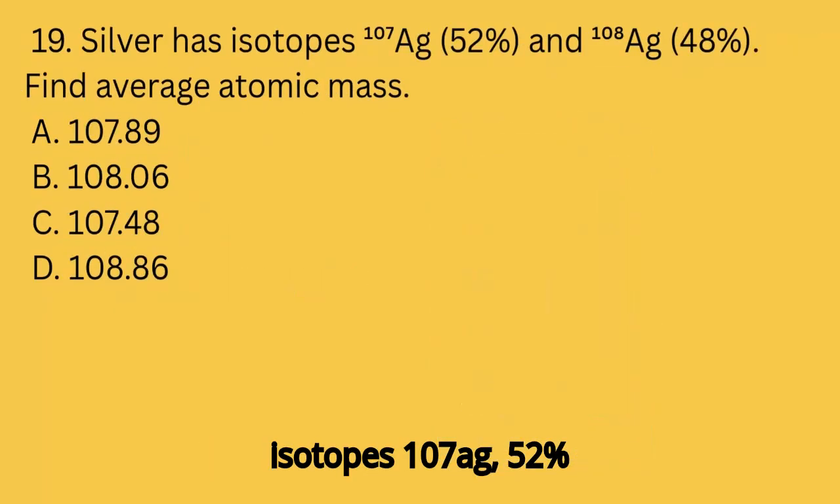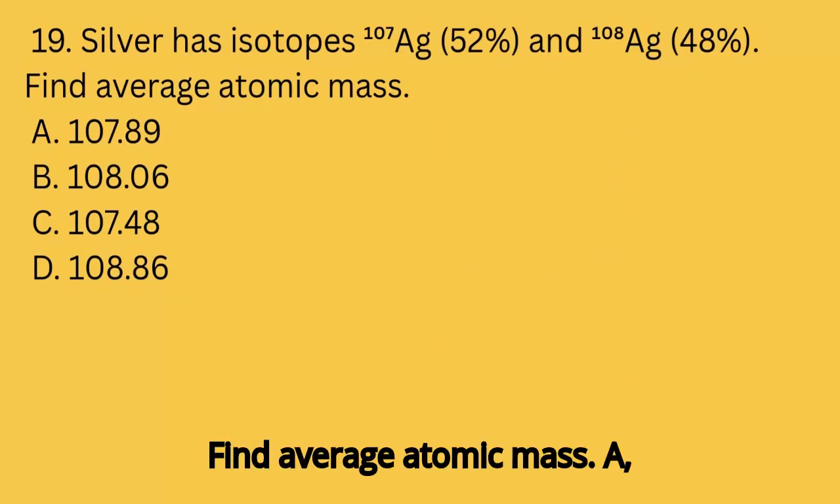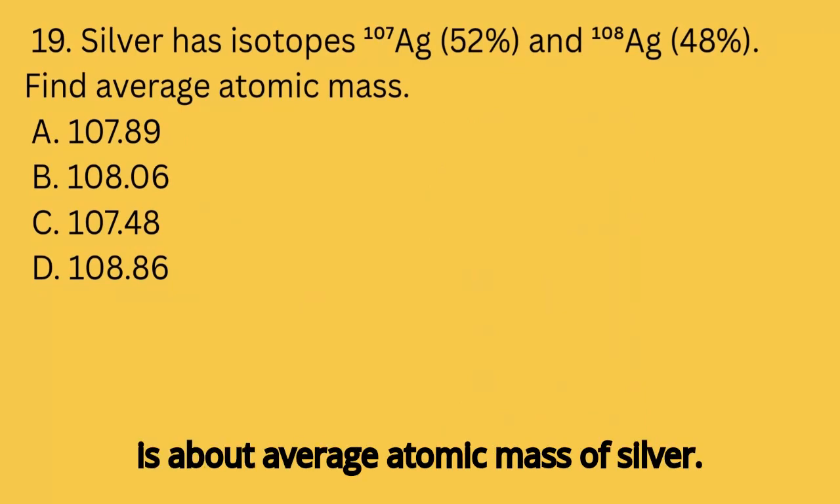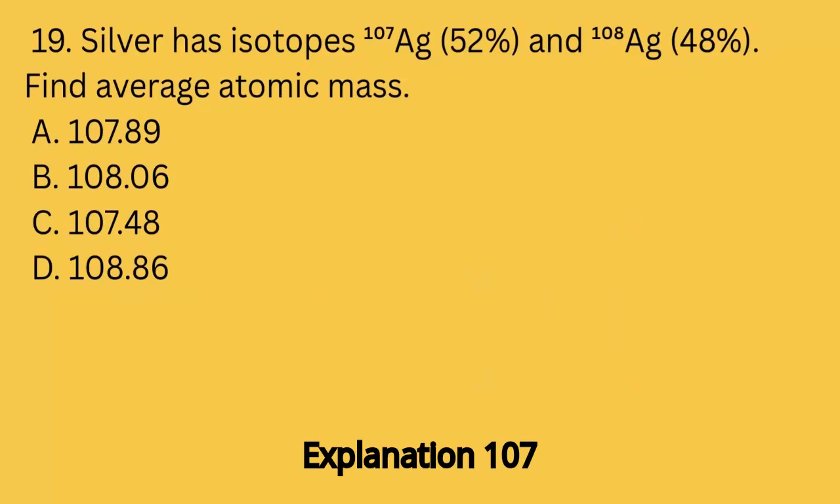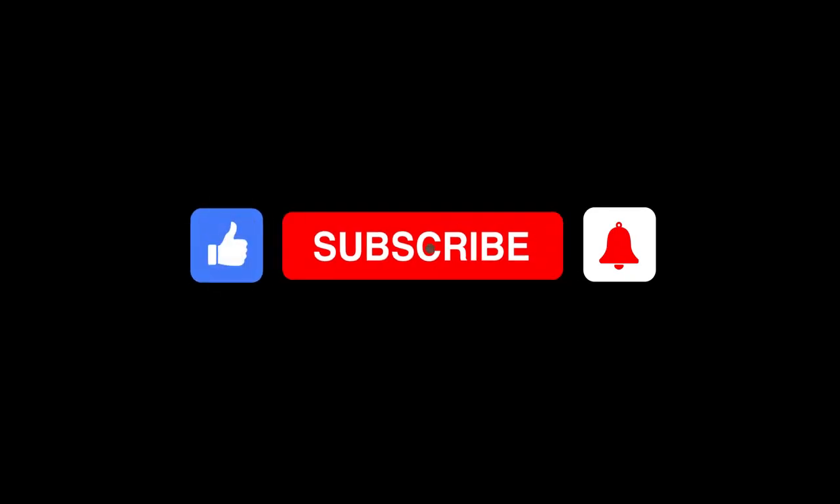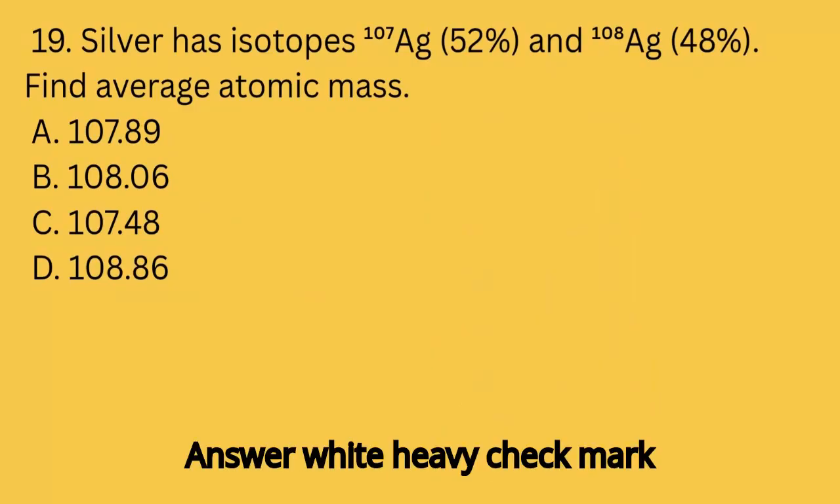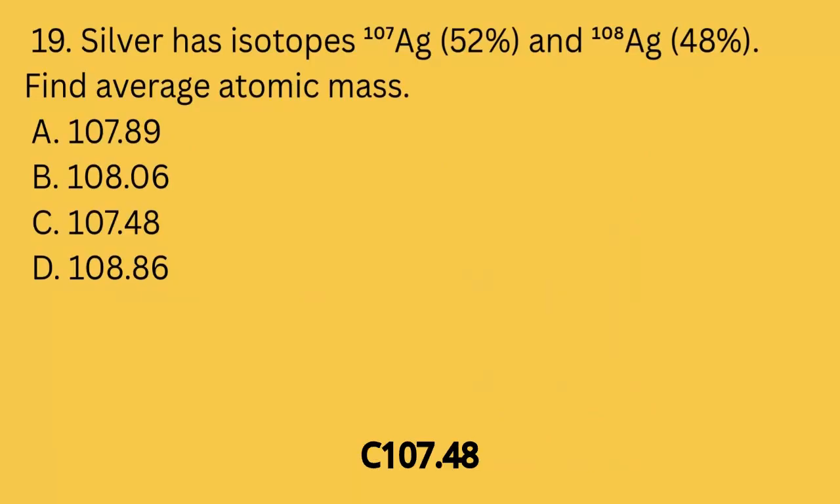Question number 19. Silver has isotopes 107Ag, 52%, and 108Ag, 48%. Find average atomic mass. A. 107.89. B. 108.06. C. 107.48. D. 108.86. The question is about average atomic mass of silver. Explanation: 107 × 0.52 + 108 × 0.48 = 55.64 + 51.84 = 107.48. Answer: C, 107.48.